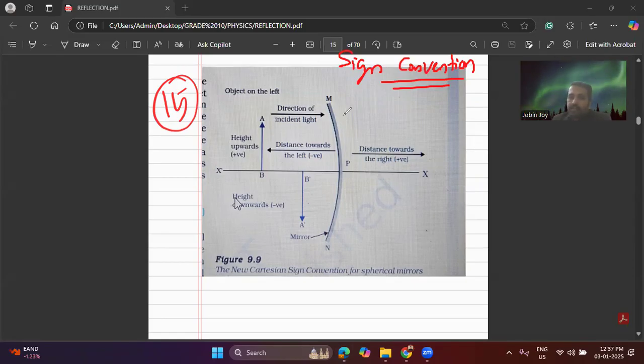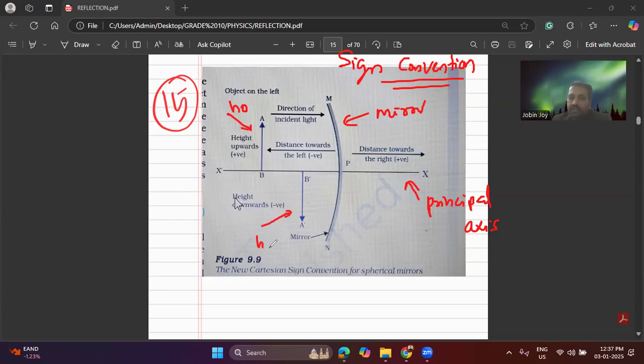Okay, so this is the mirror. As I already told you, MN is called the aperture, and this is the principal axis. Here above the principal axis, for example, this is the object AB, so that means HO. HO is the height of the object, and this is the image, so this is HI.